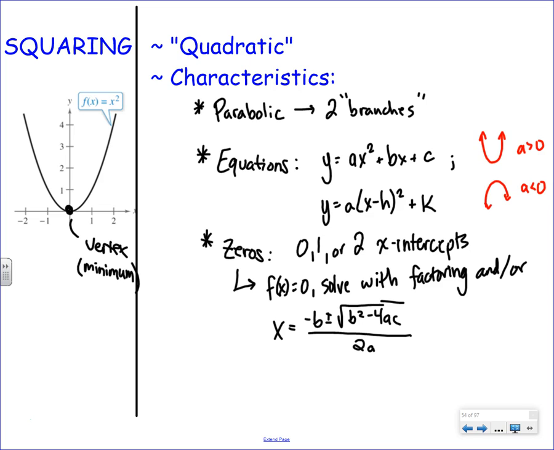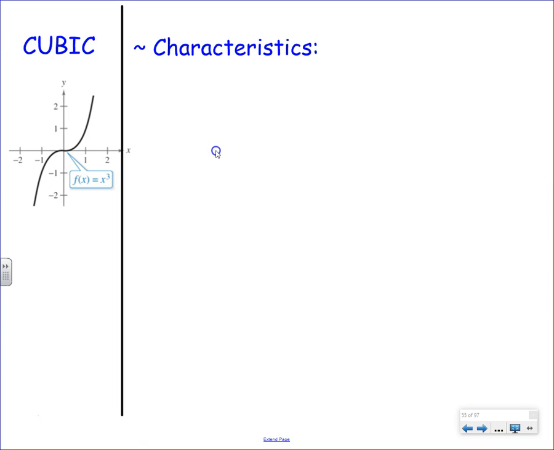It's not that it's impossible. A can equal 0, but what's going on if a does equal 0? It's a line. It's not a parabola. There's no squared left. All right, let's keep going. If a equals 0, it's not a parabola anymore. It's a line.